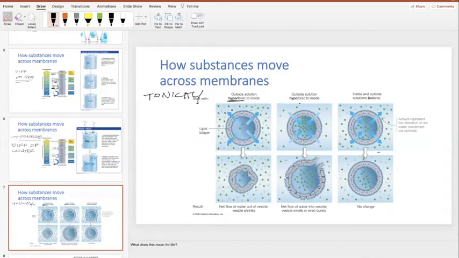In the opposite scenario here, we have a solution of just really dilute, maybe just a little water with a little bit of salt, or maybe water with a little bit of sugar in it.